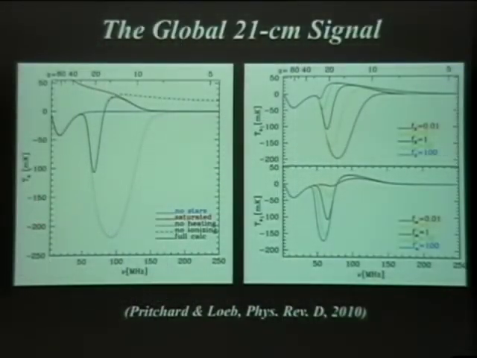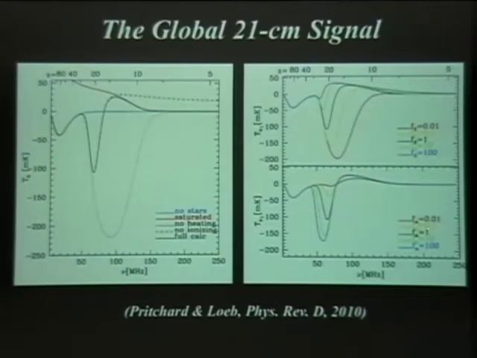You would get an absorption trough of a degree Kelvin at a frequency of order 100 megahertz. And of course, the level of X-ray heating dictates how deep this absorption trough is. So you can take the standard calibration that people use, and that's the black line. But if you allow less X-ray heating, by two orders of magnitude, that's the red line, then you get a much deeper absorption trough. The same is true about the Lyman alpha effect.